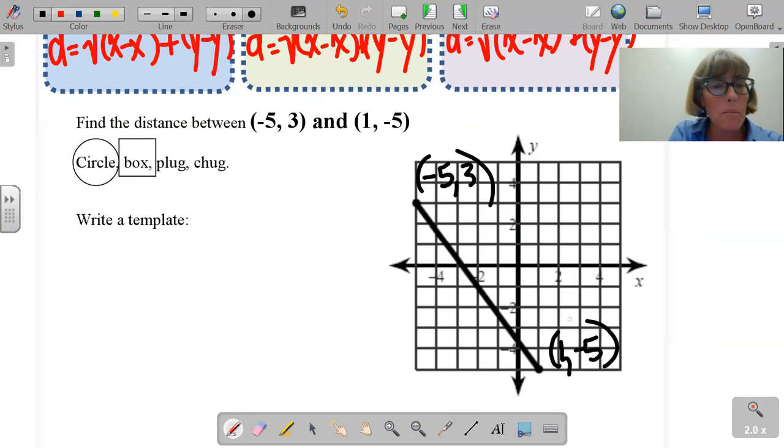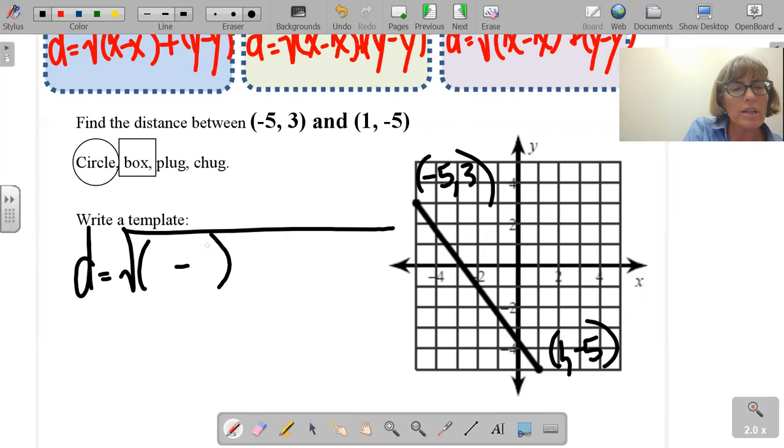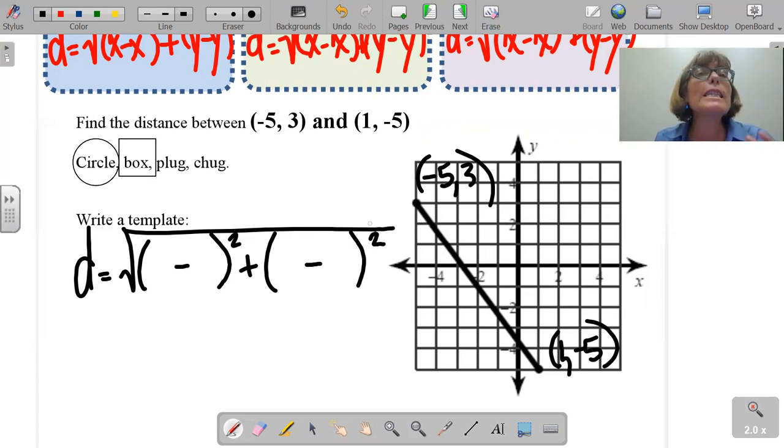Here's your distance template. Distance equals, your template is minus squared plus minus squared. That's called a template, which is your equation, but take away the x's and the y's. Now we circle the x's.